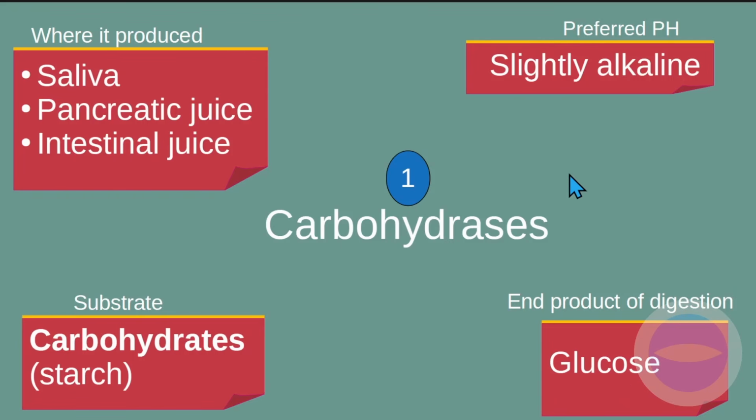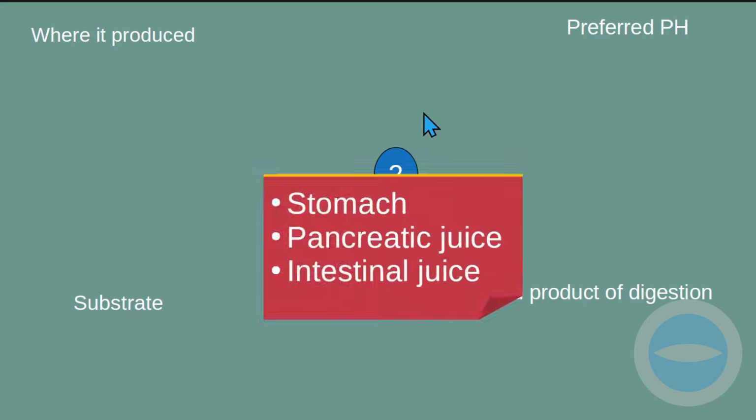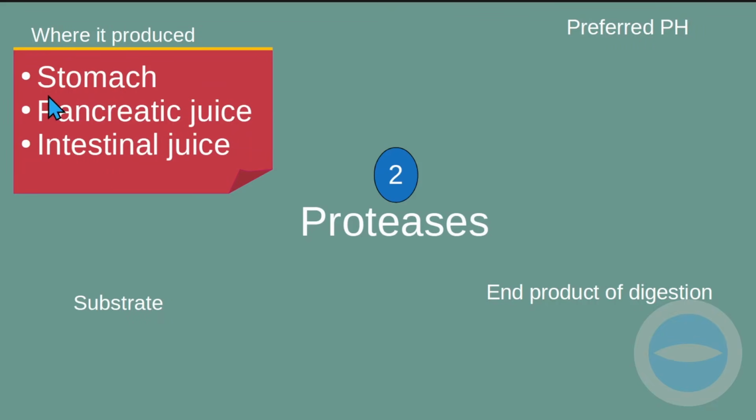And then the next enzyme is protease. We must know where this enzyme is produced. We must know the substrate, the compound that must be broken down, and then we must know the preferred pH and the end product of the digestion. First we start with where it is produced. It is produced in the stomach, and it is found in pancreatic juice and in intestinal juice. So these are the places where we find the enzyme called protease.